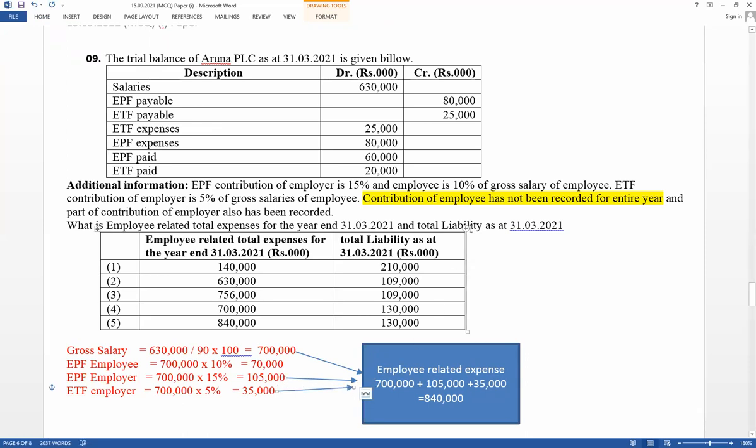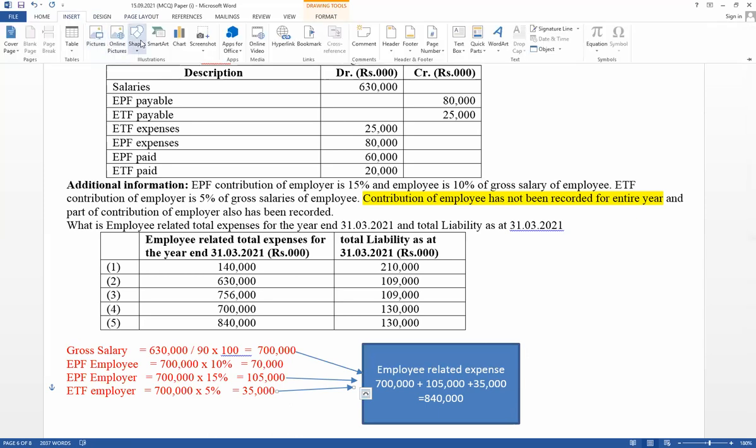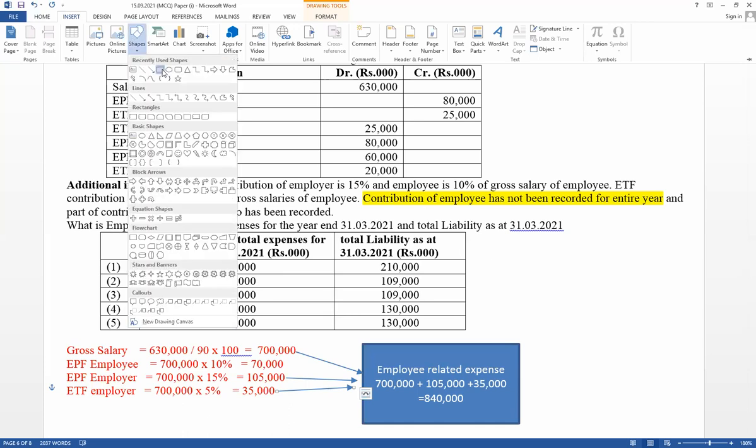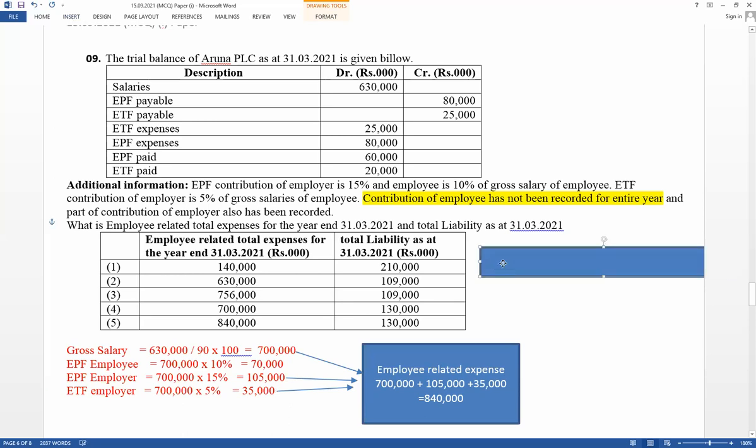Then think about EPF payable account balance. How to calculate EPF payable? There's total liability. Therefore, this is the way you have to calculate EPF payable. Think contribution of employee, salary account debit, EPF payable account credit. EPF payable: opening balance 80,000. And contribution of employee 70,000, salary account debit, EPF payable account credit. Therefore, contribution of employee not recorded also affects EPF payable.